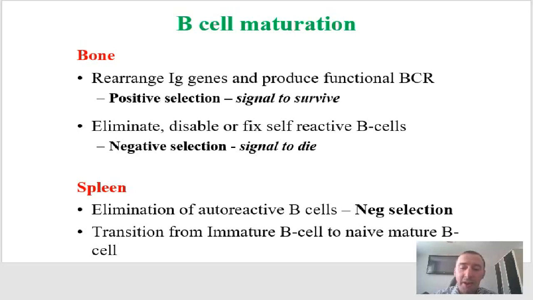Okay? And after it also gets checked to make sure that the B cell receptor can respond against the antigen that we want it to respond to, the pathogenic antigen, then it can leave the spleen as a mature B cell, a naive mature B cell. Naive simply means that it hasn't been stimulated by the antigen at this point.